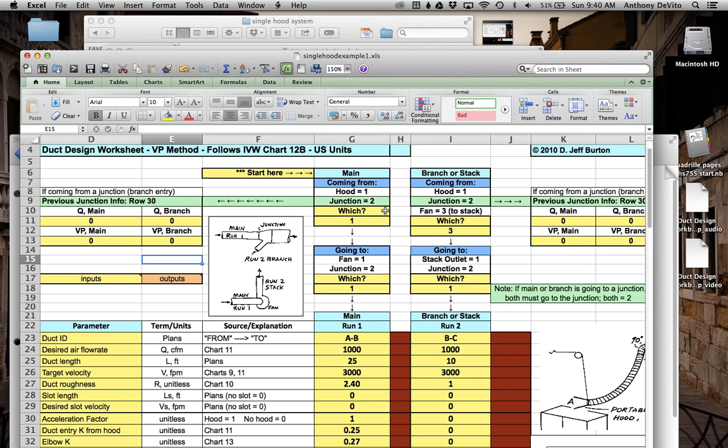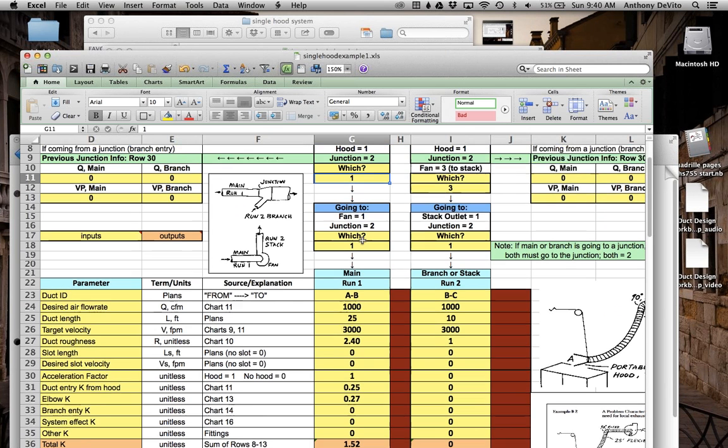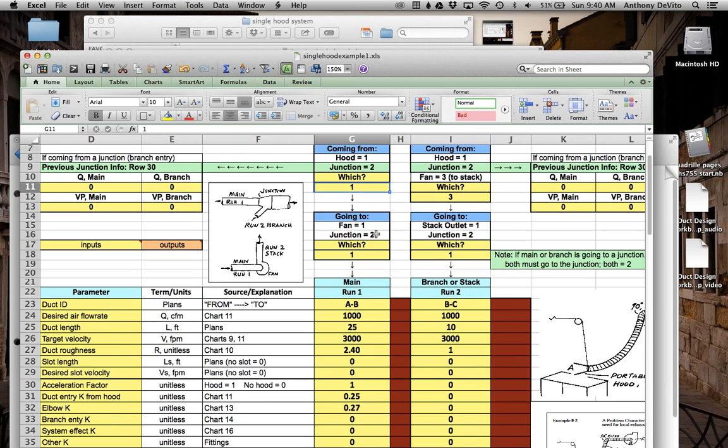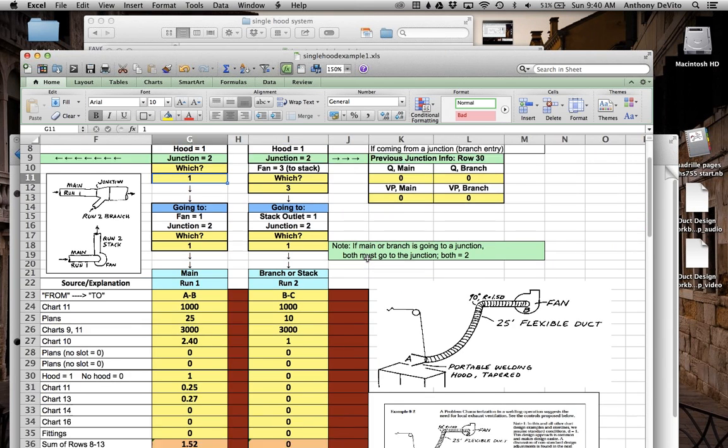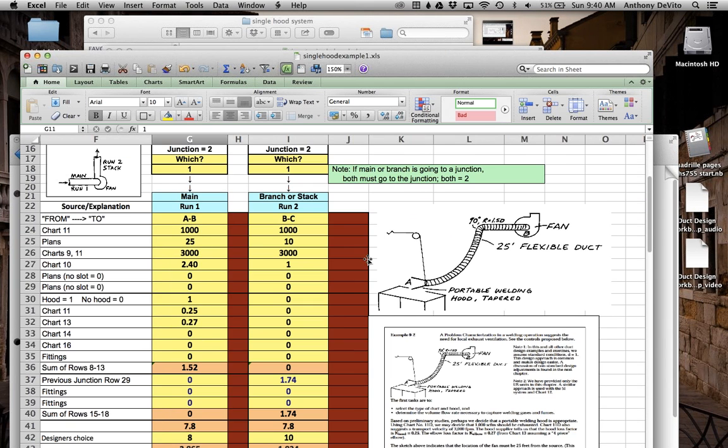Okay, so let's take a look at what I have to do. So start here. Number one, where am I coming from? Well, I'm coming from a hood. So if I put a 1 in here, this system knows all the calculations will be appropriate for a situation where you're coming from a hood. And where are you going to? Are you going to a junction or to a fan? Well, in this case, we are going to a fan. There's no junctions in this system. So if you look at the diagram, we're going from point A to point B, the suction of the fan.